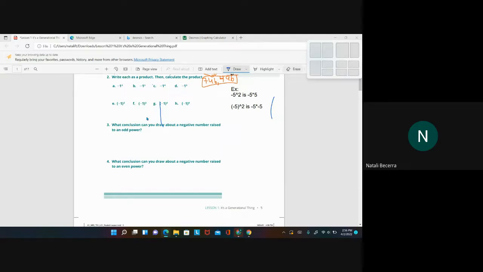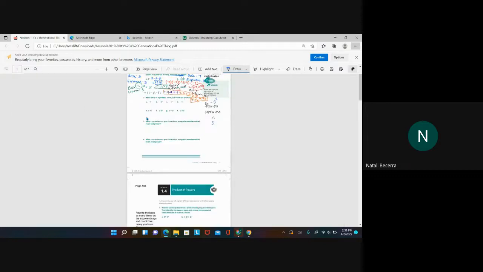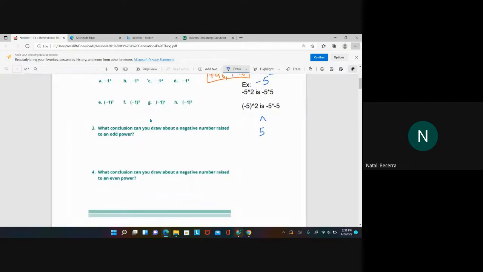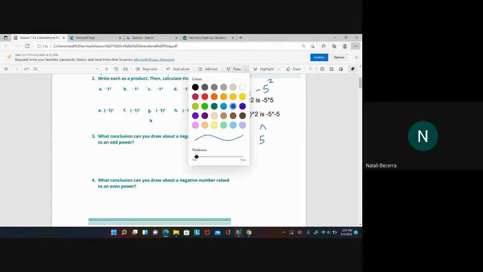So same thing. I wrote a little example here. If you have that little caret sign, this means -5 to the power of 2. That's what that caret means. That caret means it's an exponent. I just couldn't figure out how to put it as that in the application that I was using, but that's what that means. All right, so let's go ahead and get started.